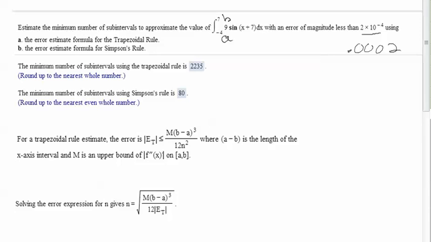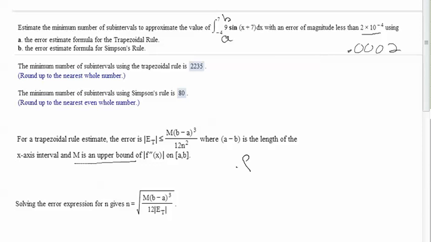So what is this M? M is the upper bound of the second derivative over the interval. So they just do a little algebra here, cross multiplying, then dividing both sides by 12 and the amount of the error, and then taking the square root to solve for n. So this is the formula we need to plug in and figure out.